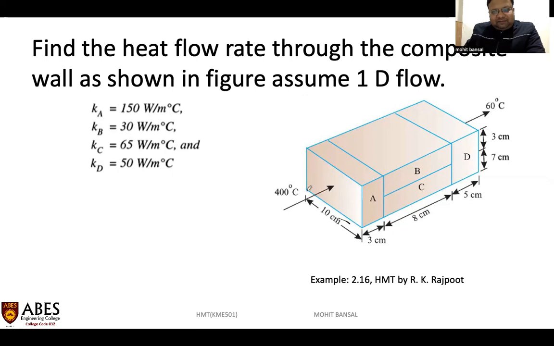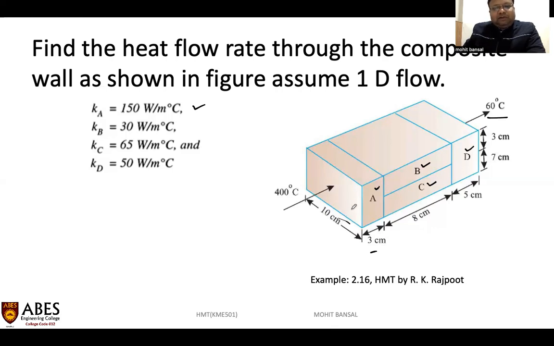On the left side face of this block, the temperature is 400 degrees Celsius, and on the right side, the temperature is 60 degrees Celsius. This block is made up of four different materials. Material A has a thermal conductivity of 150 watt per meter degree Celsius. Likewise, material B, material C, and material D have different thicknesses: 3 centimeter for A, 8 centimeter for both B and C, and 5 centimeter for D. The width of the block is equal, 10 centimeter.